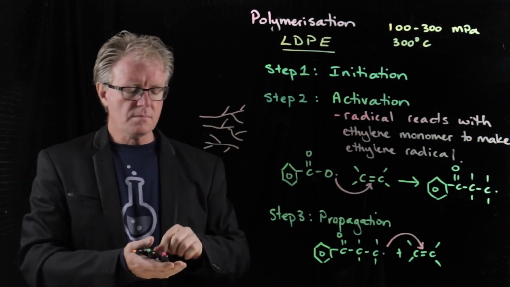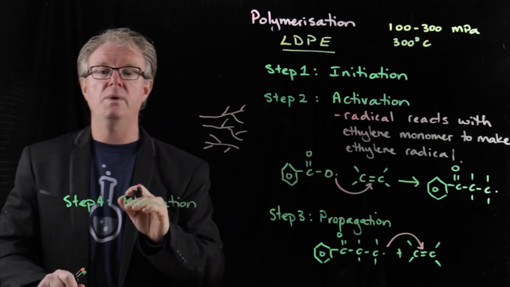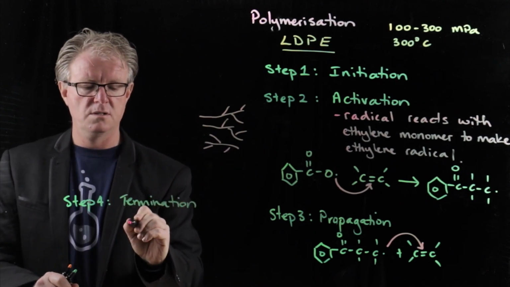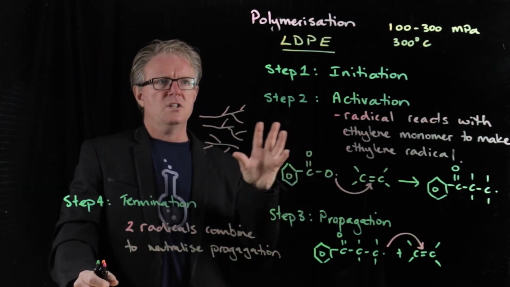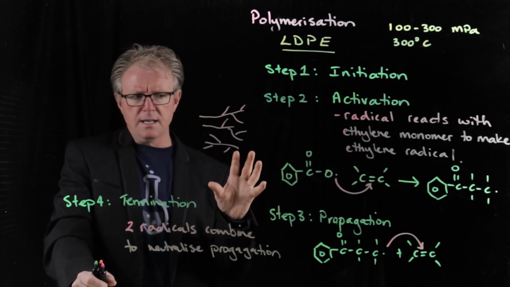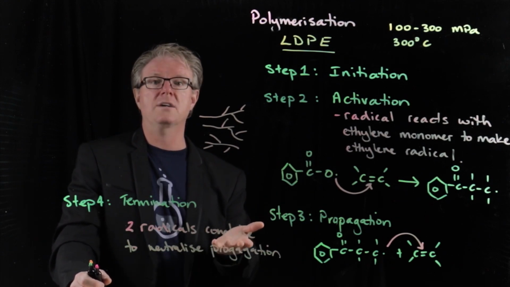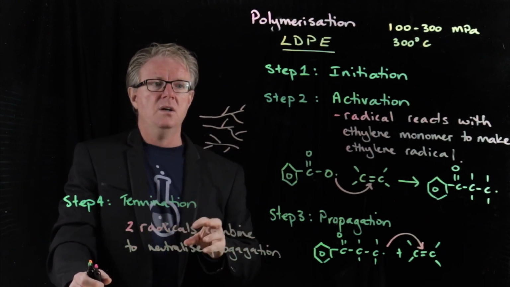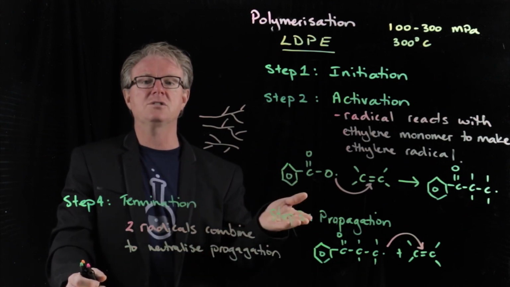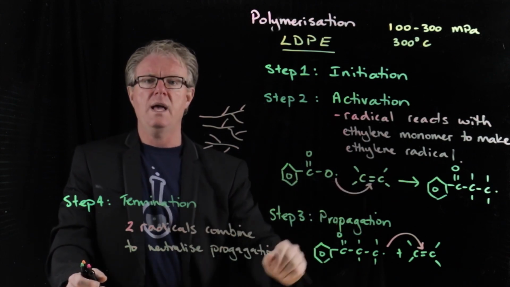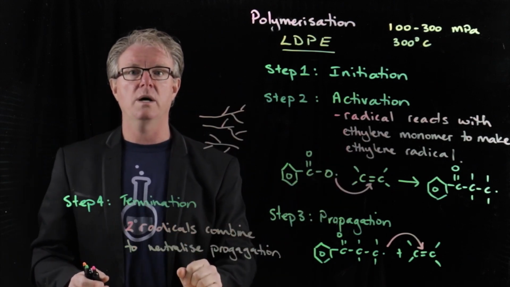This backbiting. So step 4 and termination is when you get your two radicals combining together to neutralize the process. To neutralize propagation. Okay, so that's low density polyethylene, and they're the main steps that you need to know, and you should be able to draw reactions for it. Okay, in your answers, in HSC level or more sophisticated levels of chemistry, you need to be able to illustrate your points by having reactions, not just naming the steps, but naming them, describing them, elaborating them with chemical equations.